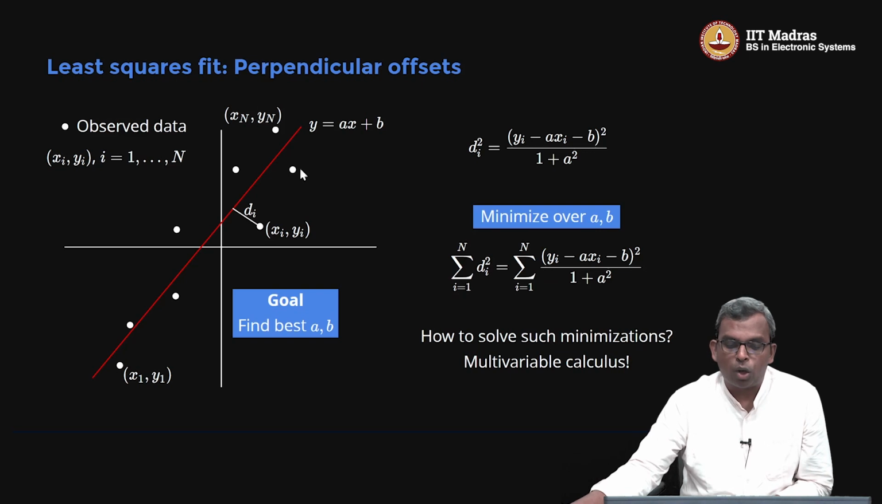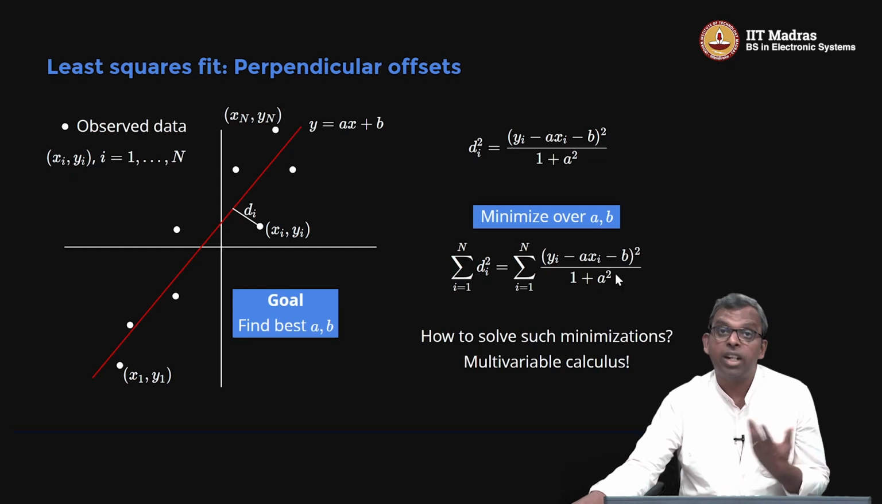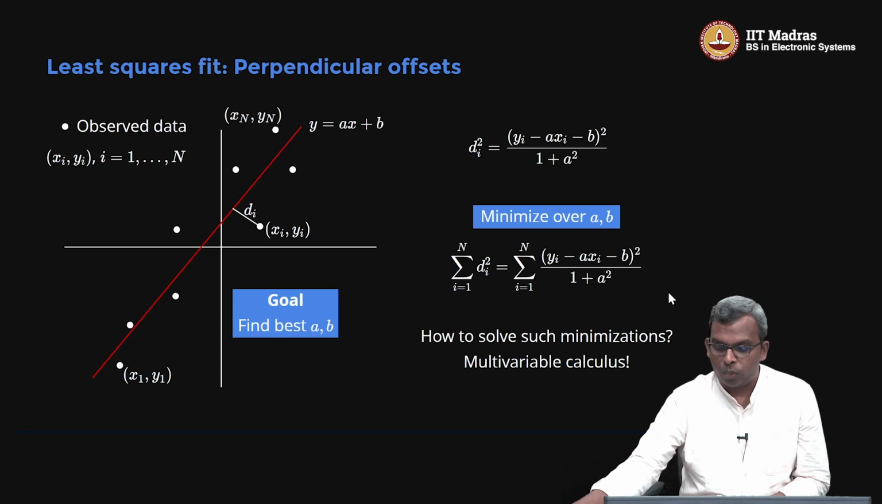But by the way, perpendicular offset is not the only offset you can use. You can also use vertical offset. If you use vertical offset, then your error is just yi minus a xi minus b. So this denominator will not come. It will just be summation i equals 1 to n yi minus a xi minus b whole squared without this denominator, and that is called vertical offset. So this is perpendicular offset. This is one way of doing least squares fit.